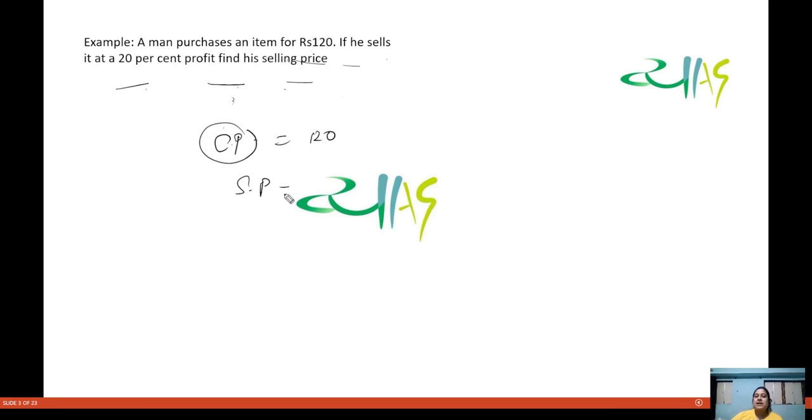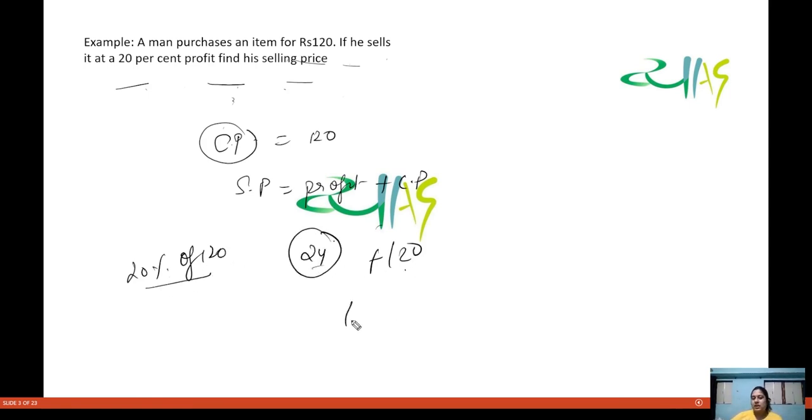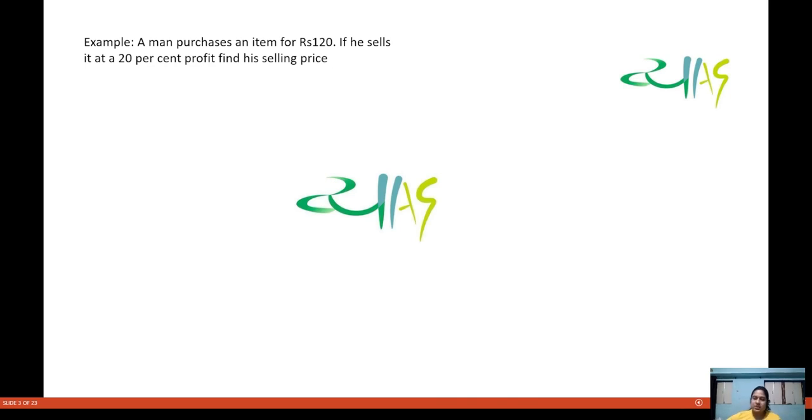This is very simple. Selling price is equal to profit plus cost price. Now what is cost price? 120. What is profit? 20% of 120, which is 24. So 24 plus 120, selling price becomes 144. This is just a simple application of the formula.